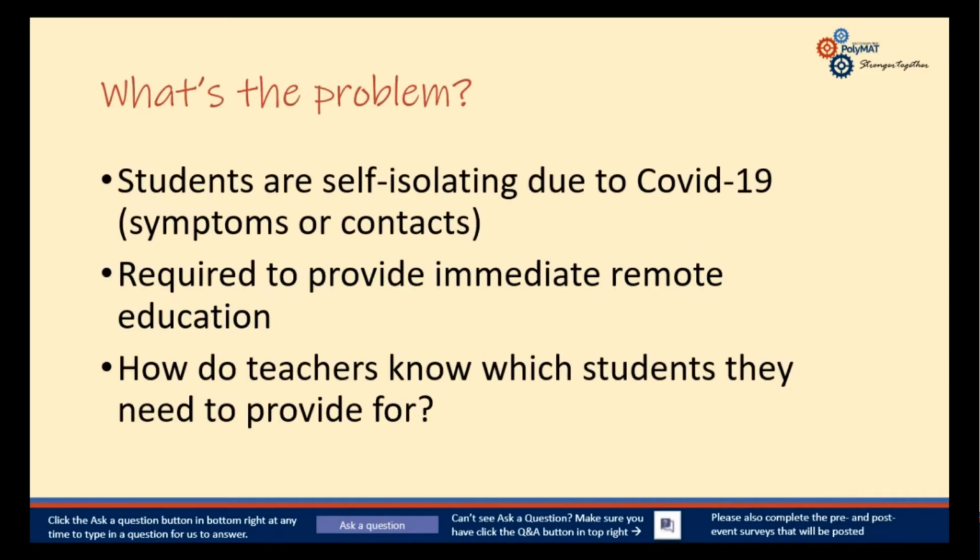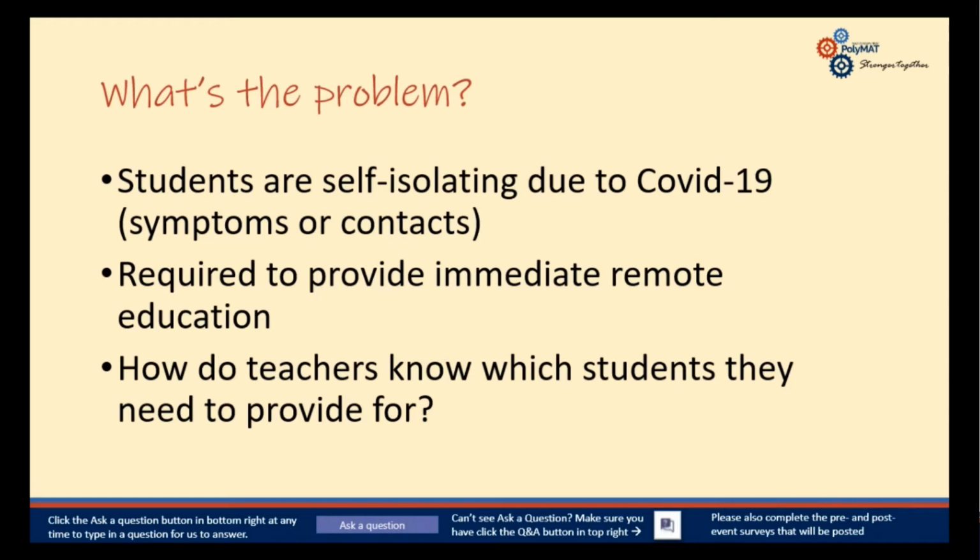At this time, essentially what the problem was, is that we have students who are self-isolating due to COVID-19, whether that be because they've got symptoms or because they've been in contact with someone who has symptoms. And as we talked about earlier, we're required to provide immediate remote education for those students. So how do teachers know which students they need to provide for?